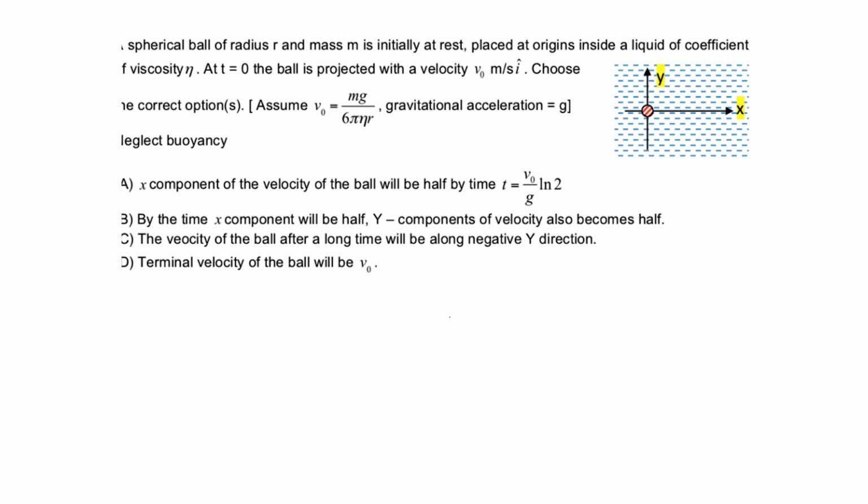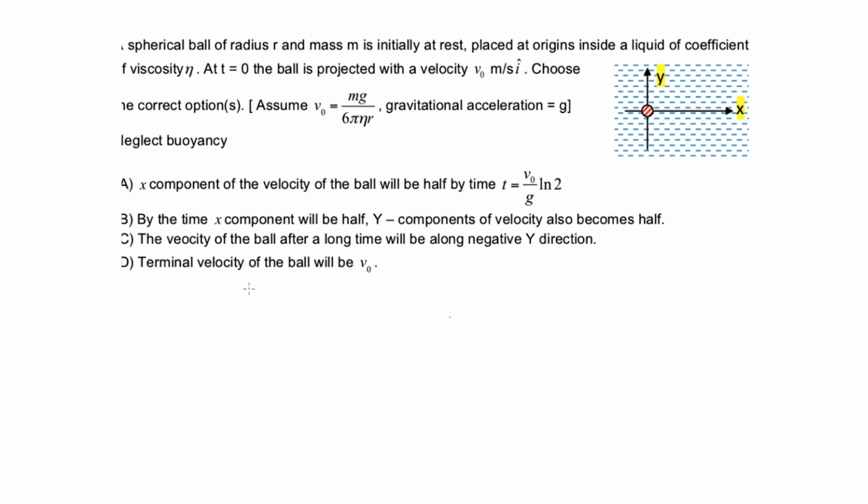Let us try to solve this question. It is a good question. It says a spherical ball of radius r and mass m, initially at rest, placed at the origin inside a liquid of coefficient of viscosity eta. The ball is projected with velocity v naught i cap. Choose the correct options. V naught is mg by 6 pi eta r, gravitational acceleration g, neglect buoyancy.